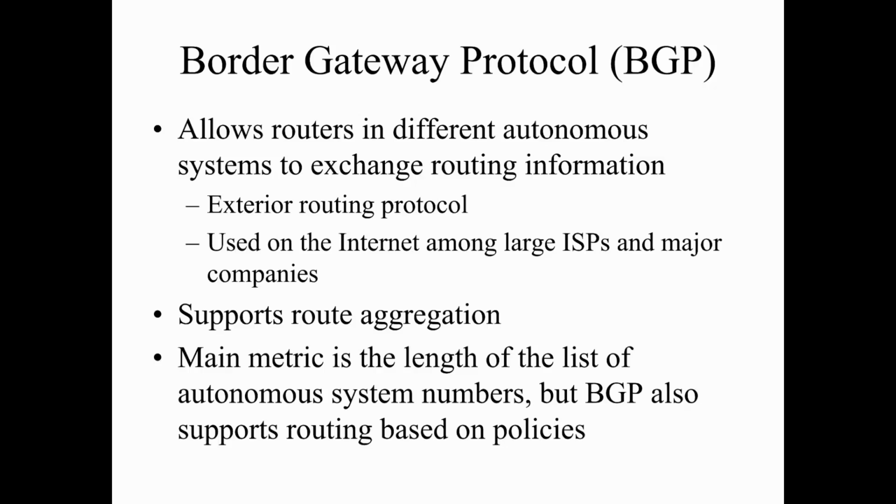BGP allows routers in different autonomous systems to exchange routing information. That's probably because we're going to be looking at exterior BGP. It's used on the internet and in large companies. It does support route aggregation. Its main metric is the length of the list of autonomous system numbers, but BGP also supports routing based on policy. So that's a nice brief overview of basic switching and basic routing for now.